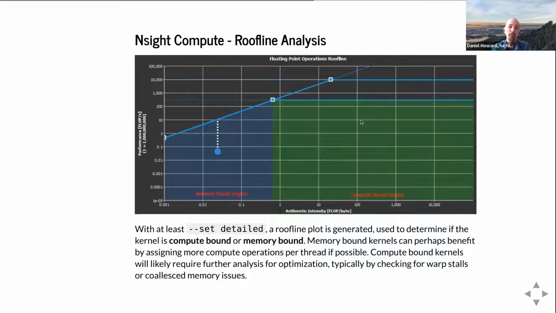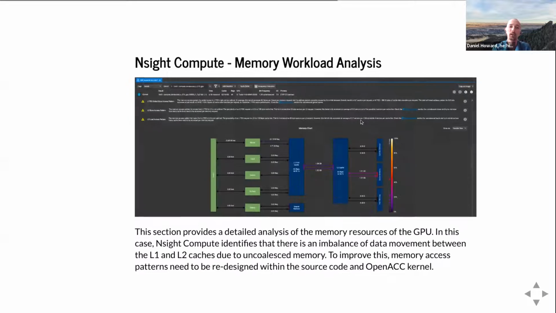If you're memory bound, you might benefit from assigning more compute operations per thread if possible. You basically want to saturate more compute given a smaller or constant amount of memory load store operations. But if you're in the compute-bound region, that might require further analysis for identifying how to improve performance. That typically might involve checking for warp stalls or coalesced memory issues.